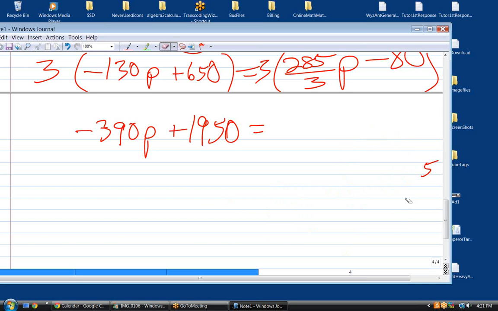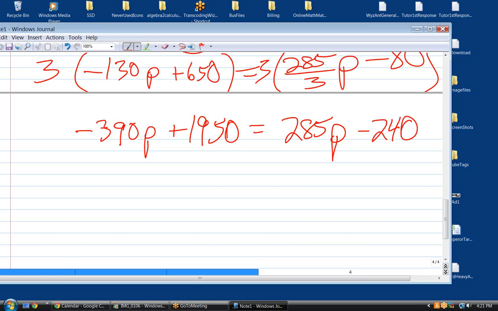So that's why I multiplied both sides of the equation by 3, was so that I could get rid of that fraction. And I did. It's now 285p. But I got to multiply the 3 times that. What's 3 times minus 80? Minus 240. Oh, all right. Okay? Now what?